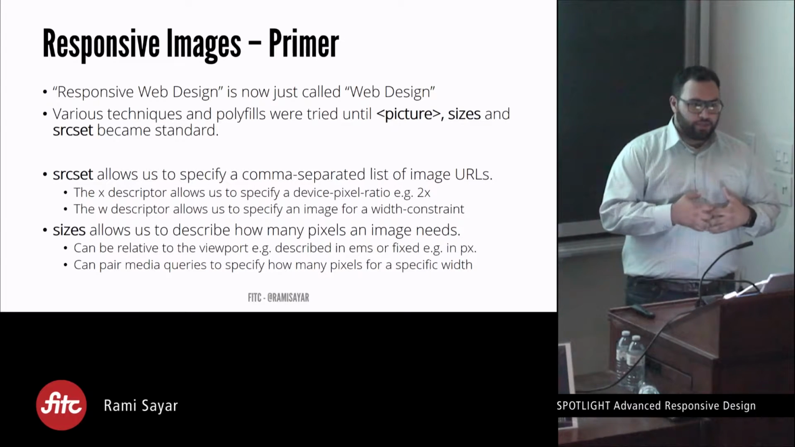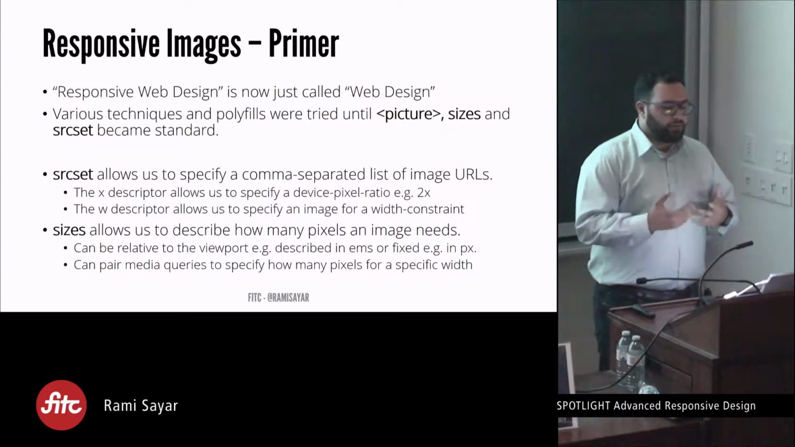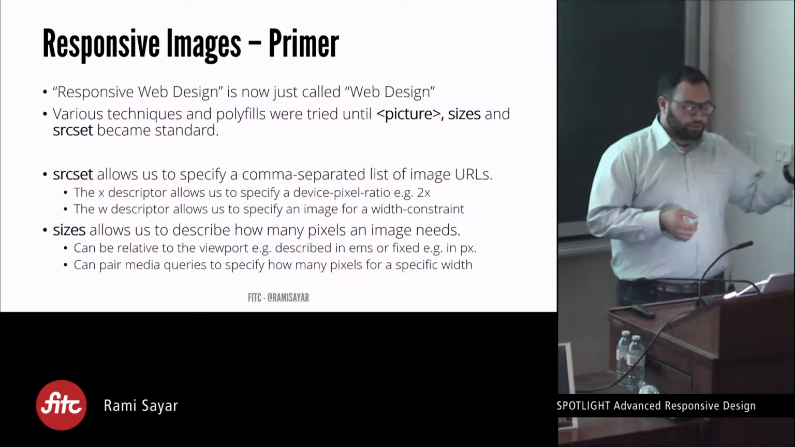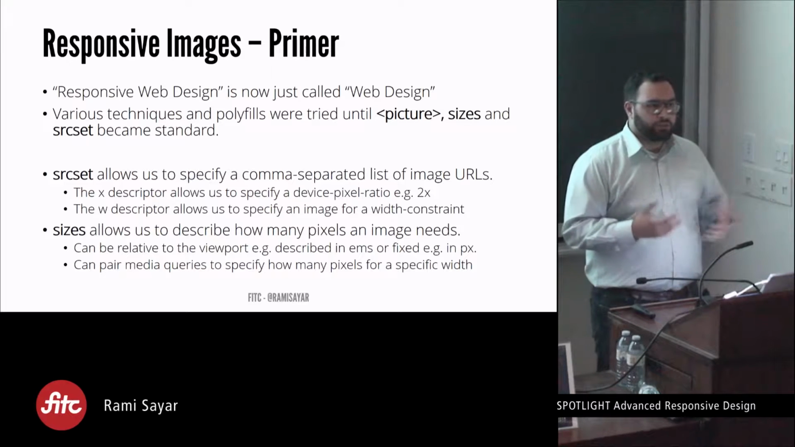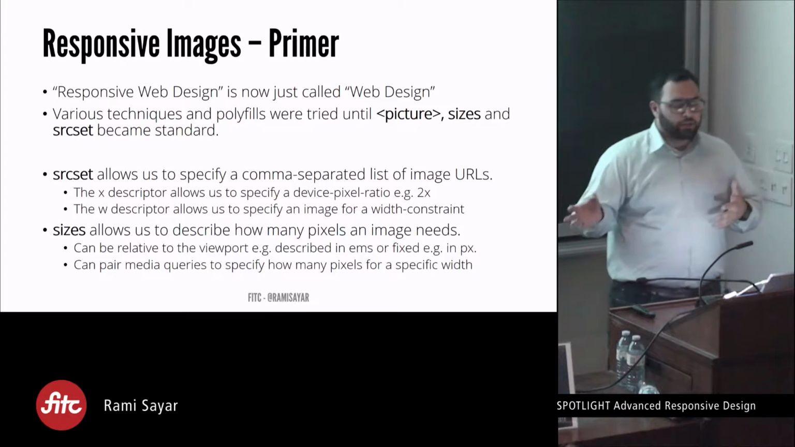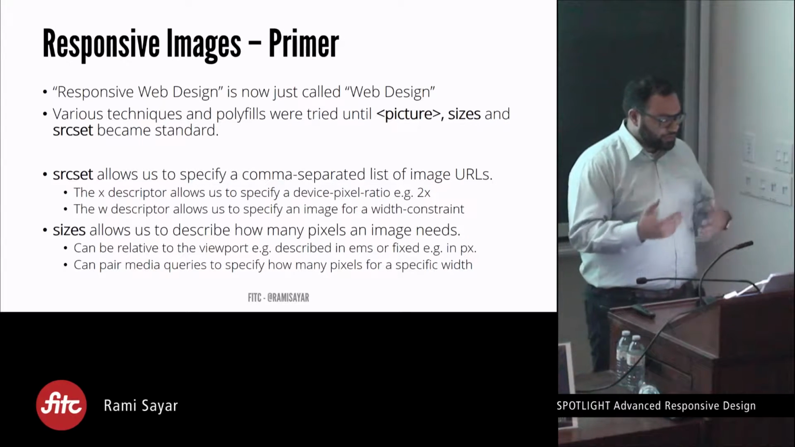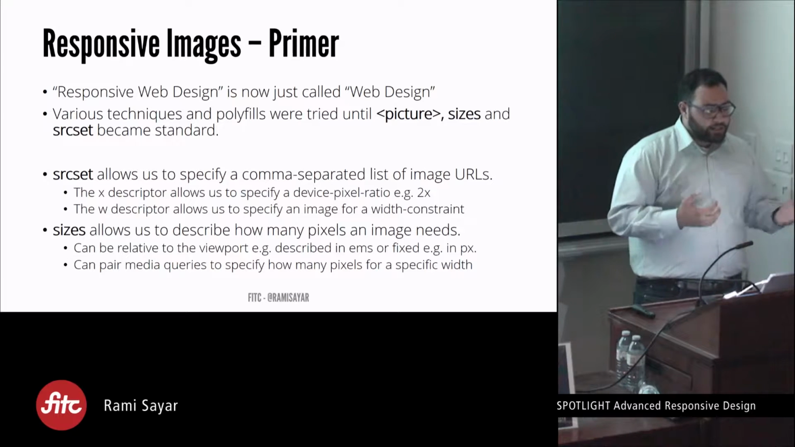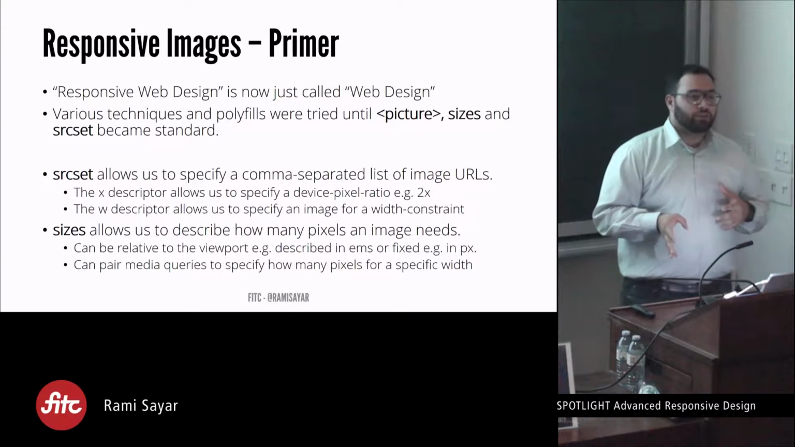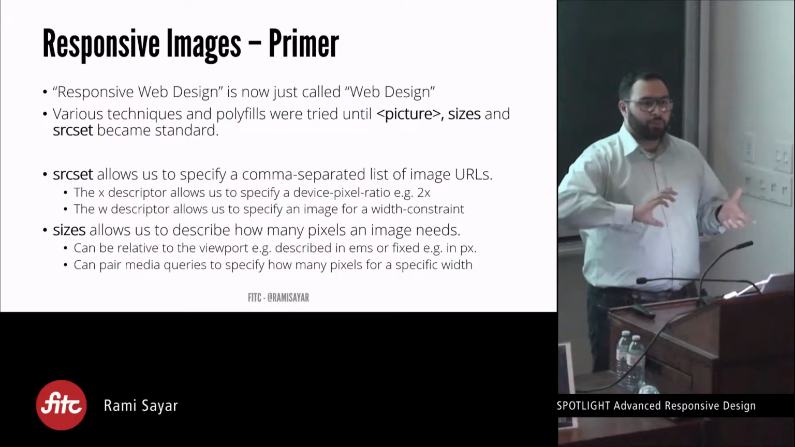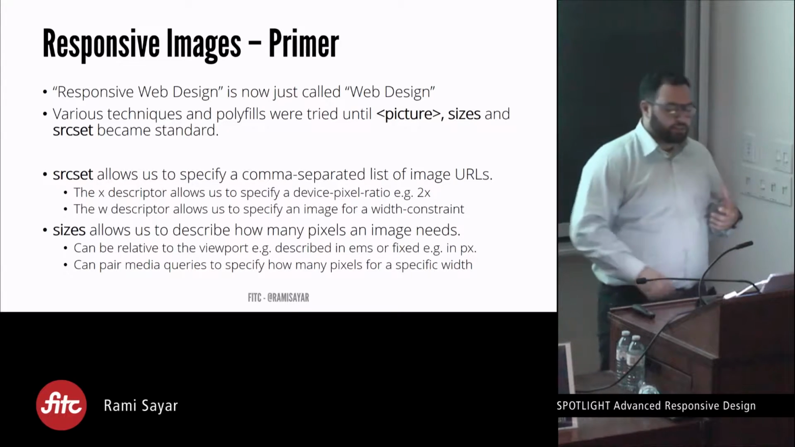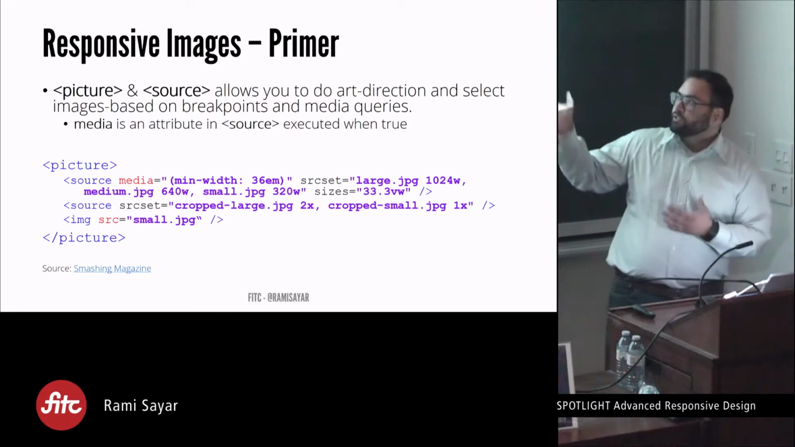These descriptors would say, hey, if I add 2x, basically what I'm trying to say is use this image inside this srcset any time the device pixel ratio is quite high. The w is for any time that I want to specify an image with a width constraint. And I'll show you sample code so you can see how this ends up in the code. Sizes allows us to describe how many pixels an image needs. This is something interesting. We're telling the browser how much we think this image will need, and as a result, the browser will get the appropriately sized image. So all that gives you code that looks like this.